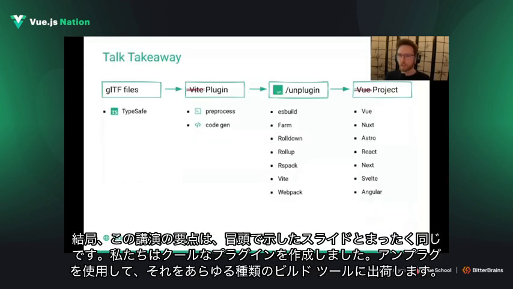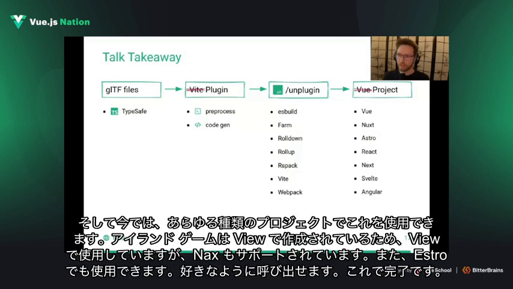So the takeaway for this talk is in the end exactly the slide I showed at the beginning. We made a cool plugin. We used Unplugin to ship it to all kinds of build tools. And then now we can use it in all kinds of projects. We are using it in Vue because the little island game is made in Vue, but Nuxt is also supported. Also, you can use it in Astro. Whatever you want, you call it, there it is.